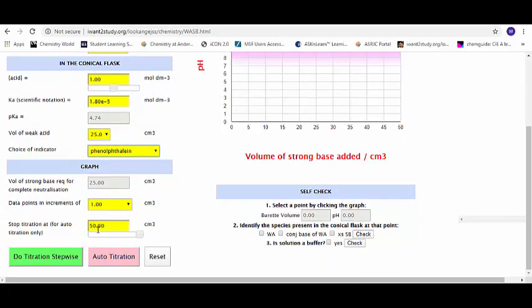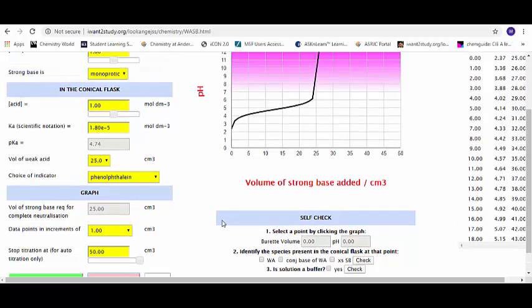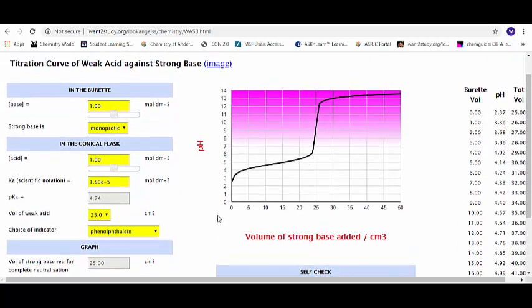And right now, you can even adjust what increment in data you want. That means every how many cm cube is 1 point, and also when you want to stop the titration. So you can have 2 options. Either you choose to do the titration stepwise, like this, progressively, or you want to just do auto titration and out comes the entire titration curve. So when it comes to doing questions that requires you to sketch titration curves and sometimes you just want to check your answer, I think this website will be a good point for you to make reference.